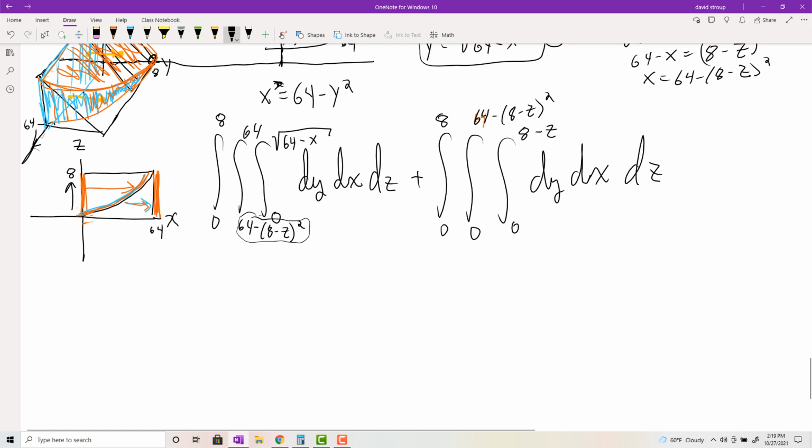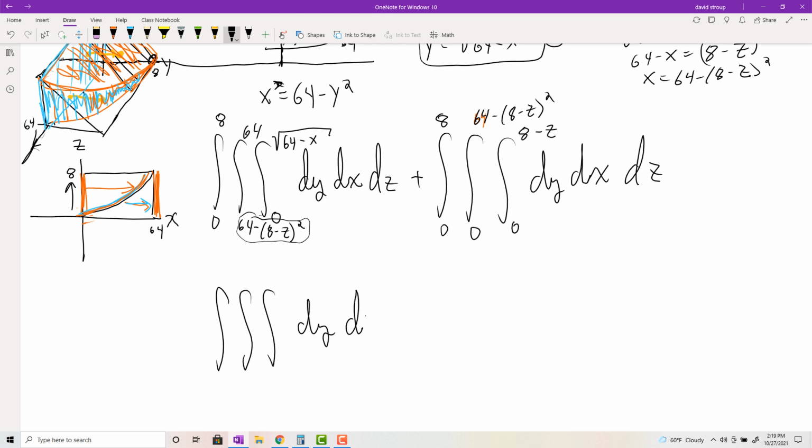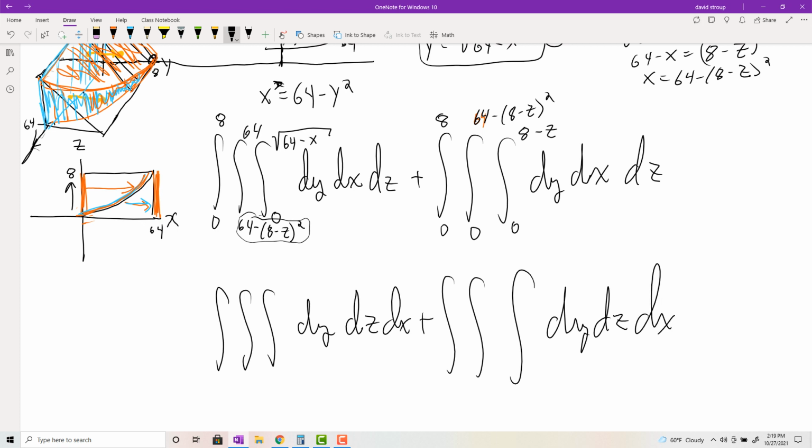The next easiest one though will be the dy dz dx, right? Because you already have kind of the initial part, dz dx, plus the triple integral dy dz dx. And so for the first guy, it'll have the same bound, 64 minus (8 minus z) squared to square root, surface to surface. And over here, 0 to 8 minus z. And then you're using a z formula, z equals something to z equals something, right?